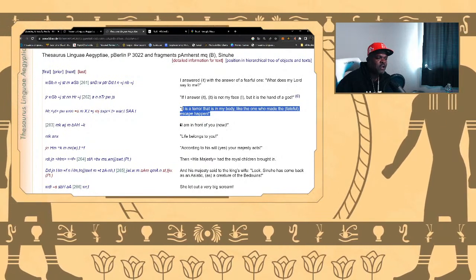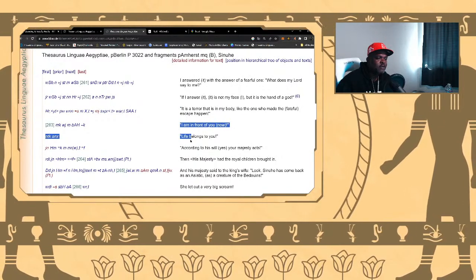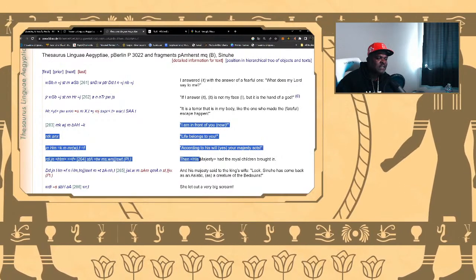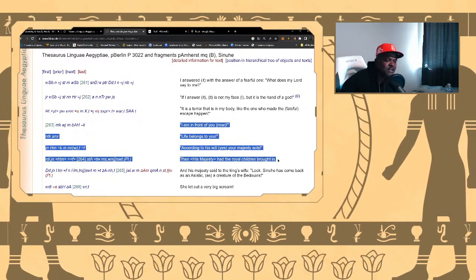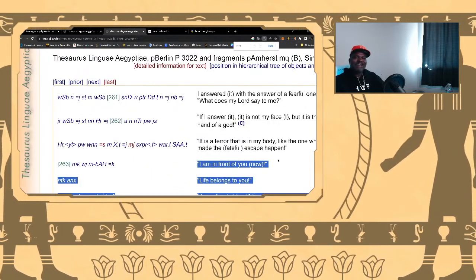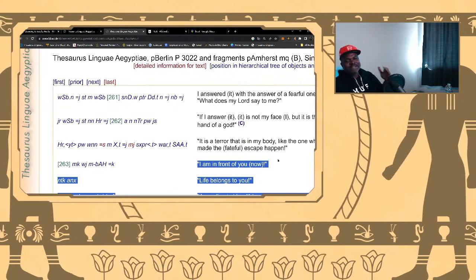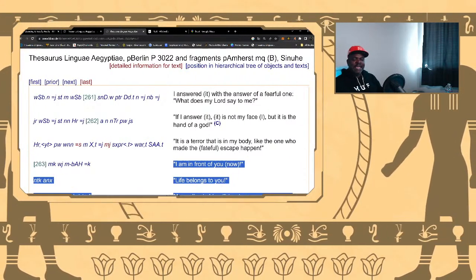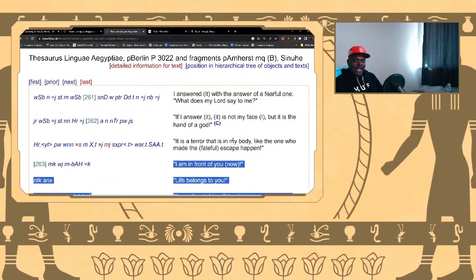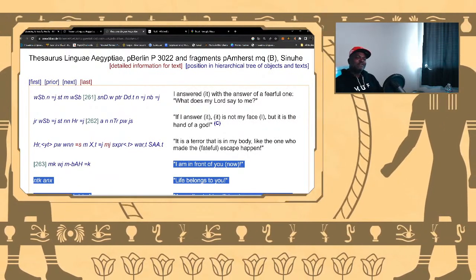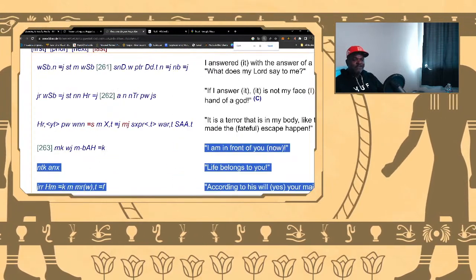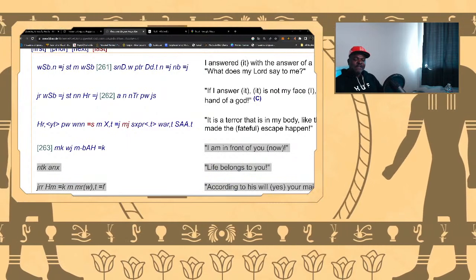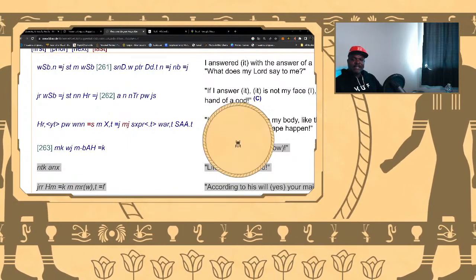And he telling the Pharaoh now, I'm in front of you now. Life belongs to you. According to his will, yes, your majesty acts. Then his majesty and his royalty. Now here go the funny part. I've been reading this all this time to see if I was right about the story. It was the king, but it was the king's kids who laughed at him. Watch that, I'm gonna make it big on the screen. The king's kids laughed at him for looking like a damn Asiatic.